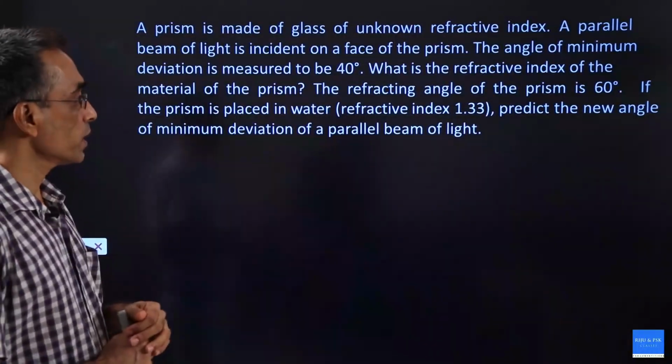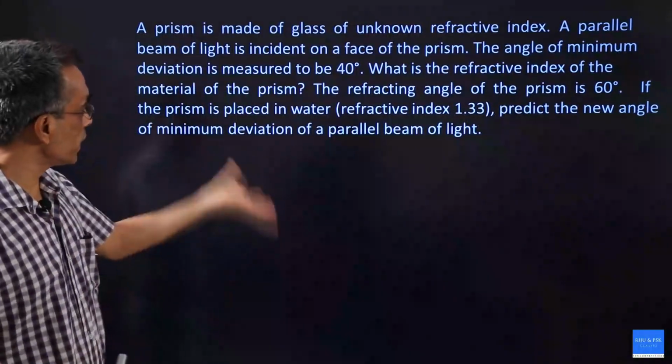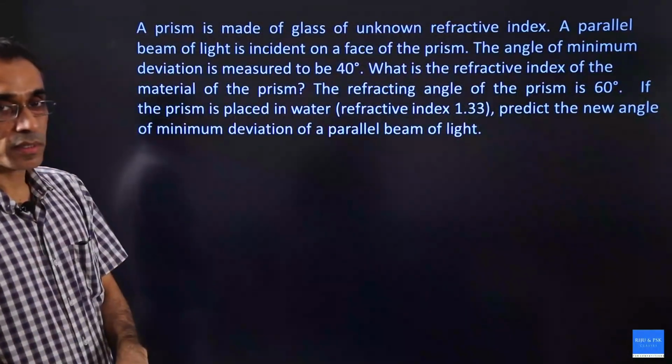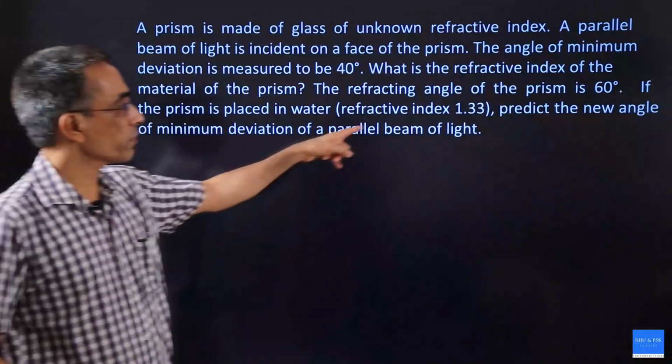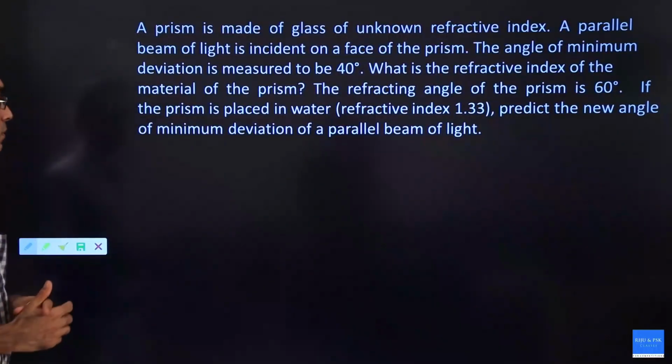That is the first part. The refracting angle is given as 60 degree. It is also asked, if this prism is placed in water, refractive index 1.33, what will be the new angle of minimum deviation?